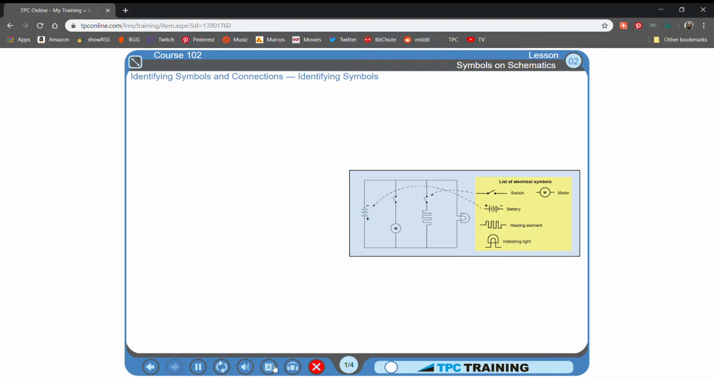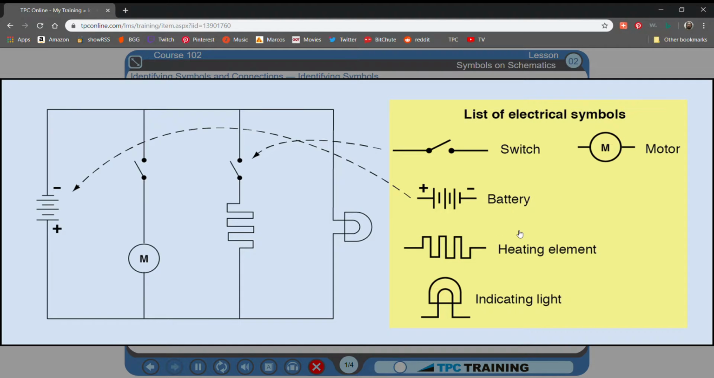Identifying symbols. Tables of symbols that are standard in most industries appear in this and the following lessons. You will receive detailed information about the symbols used to represent electrical, fluid power, and piping components. Recognizing these symbols requires that you match them with their meanings using a legend, or, if the schematic has no legend, a table of symbols.